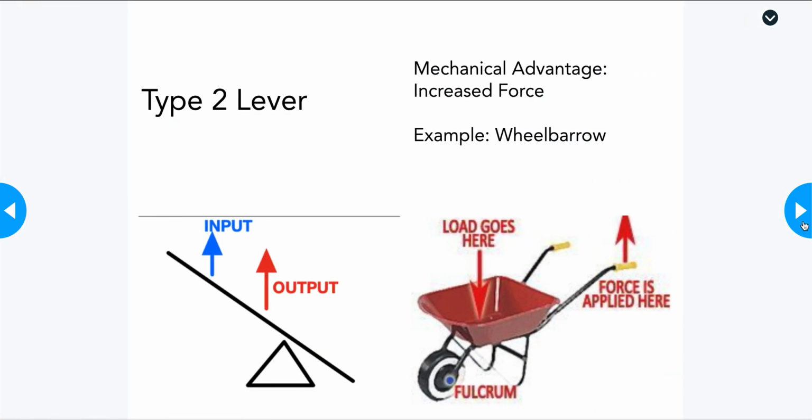Next is what's called a type 2 lever. In a type 2 lever, you have the input force, the input work and the output work on the same side of the fulcrum. And what you'll see here is because this part of the lever is moving a farther distance for your input, the output moves a lesser distance, which means that it moves with more force.